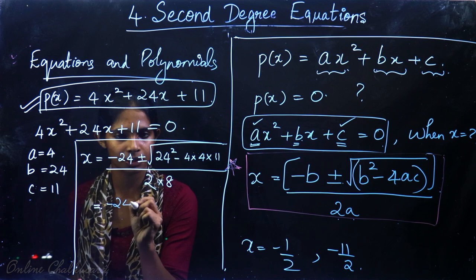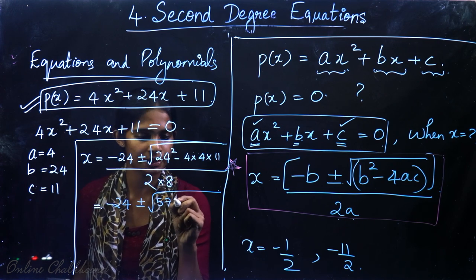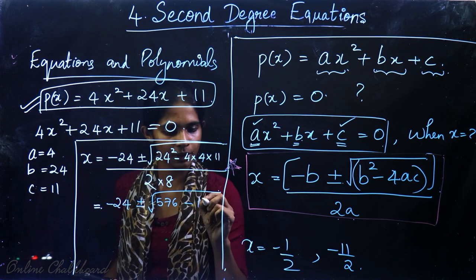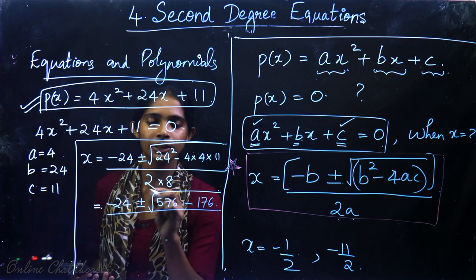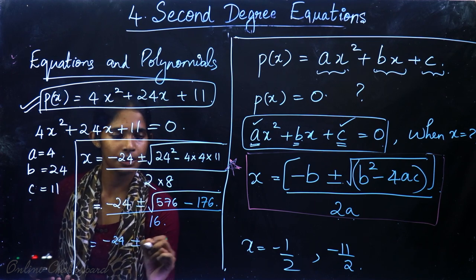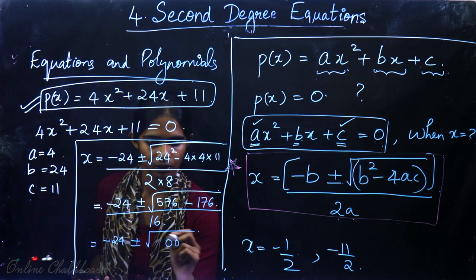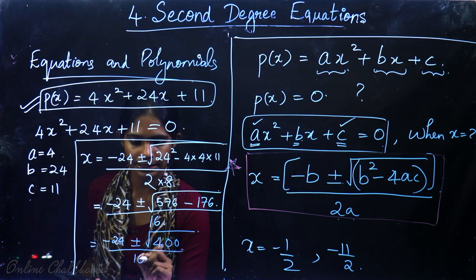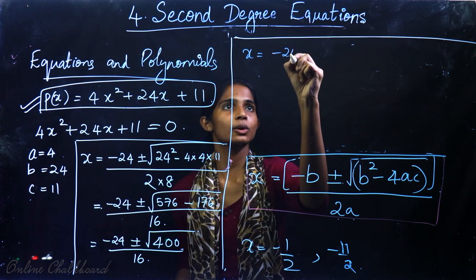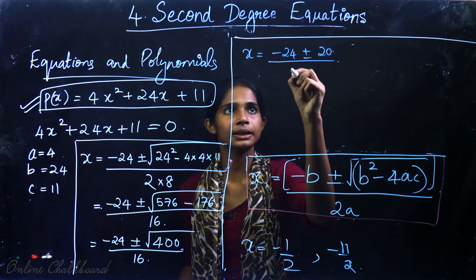So here we have minus 24 plus or minus root of 24 square. So 24 square is 576 minus 4 into 4 into 11, that is 16 into 11, that will be minus 176, the whole divided by 2 eights are 16. So this will be minus 24 plus or minus root of 576 minus 176, so that will be root 400 divided by 16. So the next step we can write x is equal to minus 24 plus or minus root 400 is 20, so plus or minus 20 divided by 16.